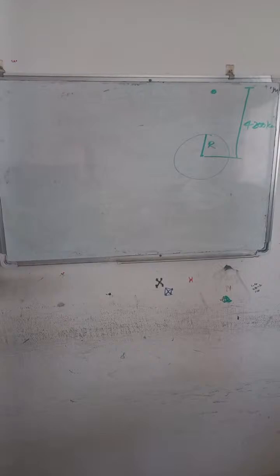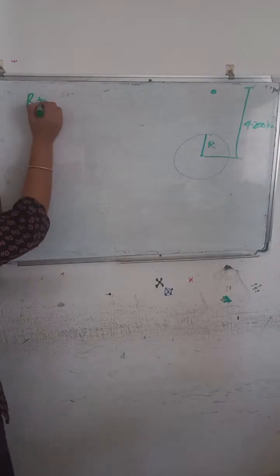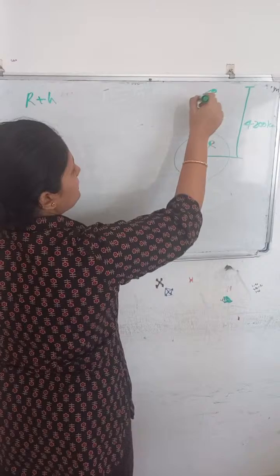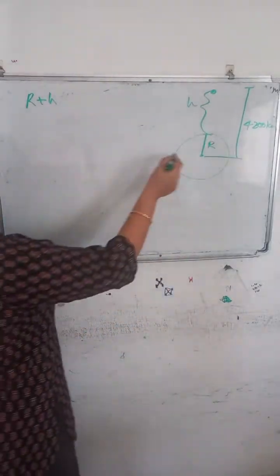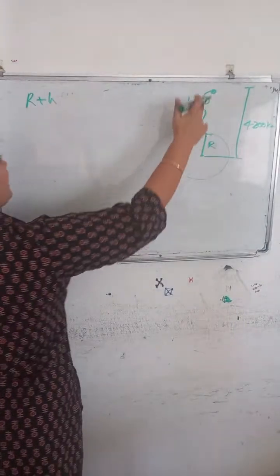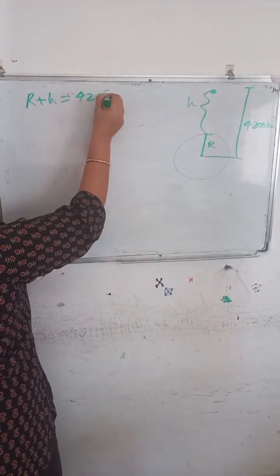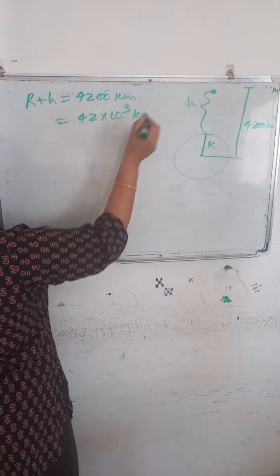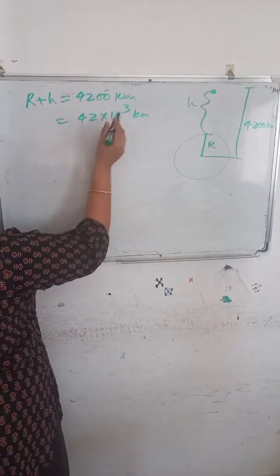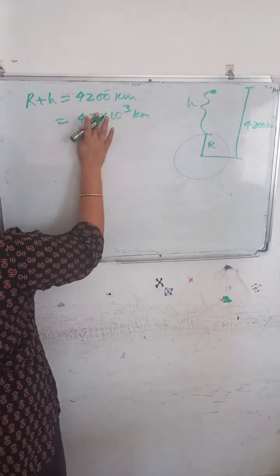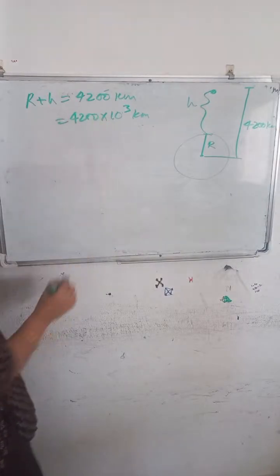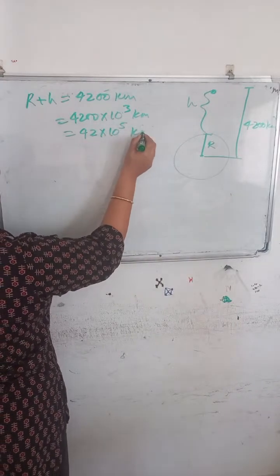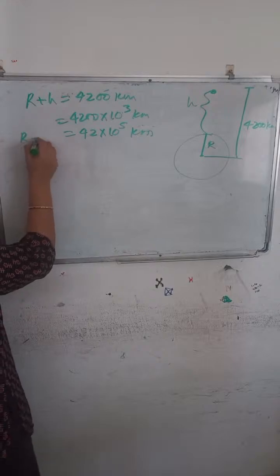So in short we can say r plus h, because the satellite is at height h from the surface of the earth, but here the combined distance is given. So r plus h is 4200 kilometer, that is 42 into 10 raised to 5 meter. This is nothing but your r plus h.